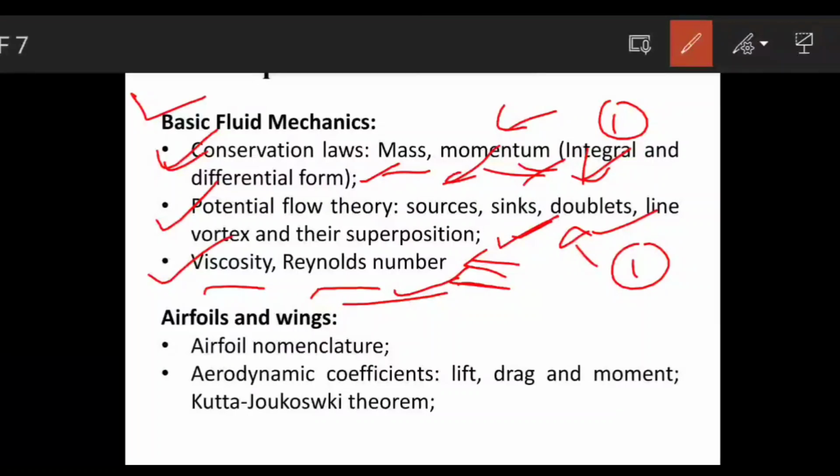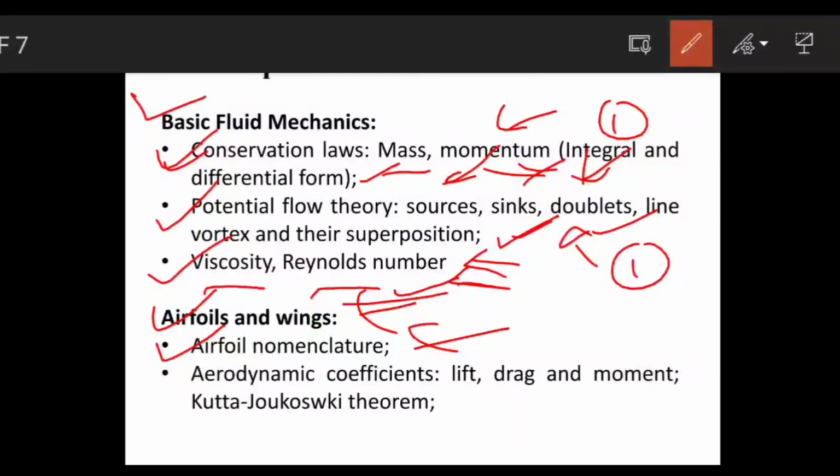And then the second core topic is airfoil and wings. Airfoil and wings is a very basic topic in aerodynamics. You need to prepare airfoil nomenclature. That is very important. Without knowing the airfoil, you can't understand the wing, because an airfoil is a 2D section of the wing and the wing is 3D.